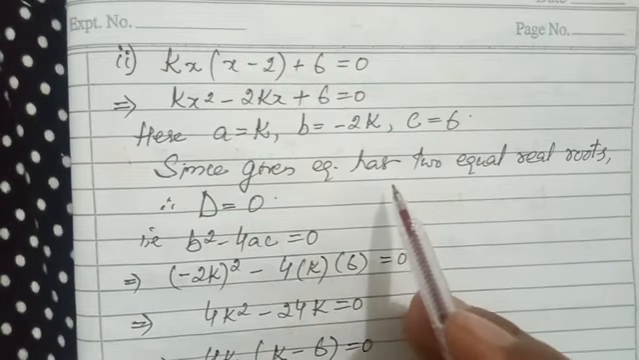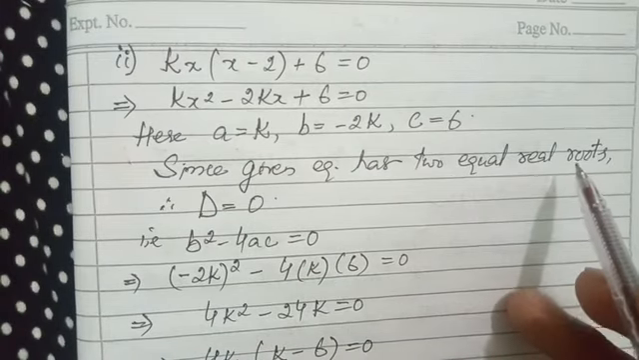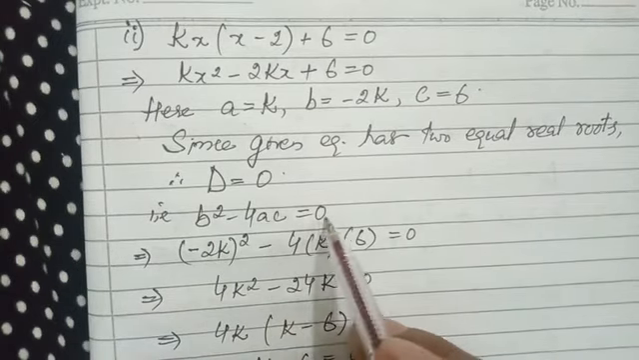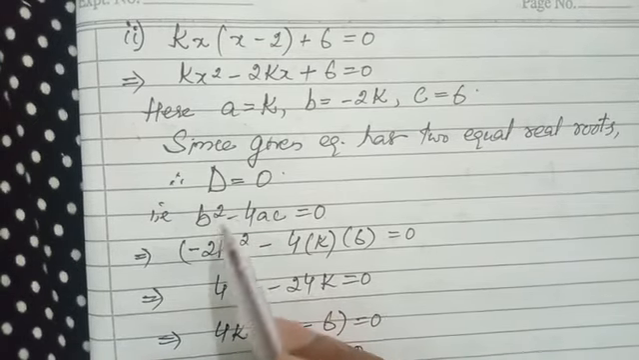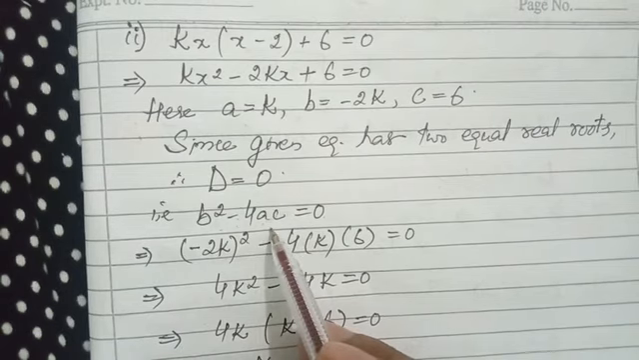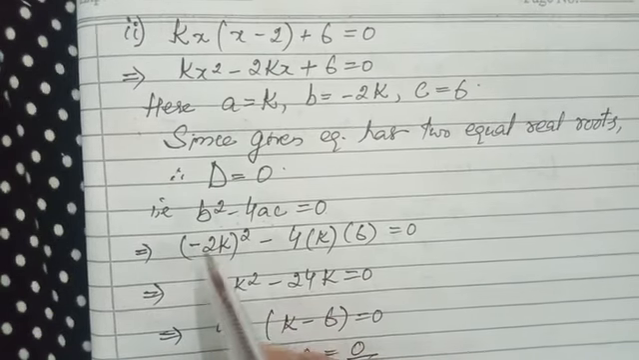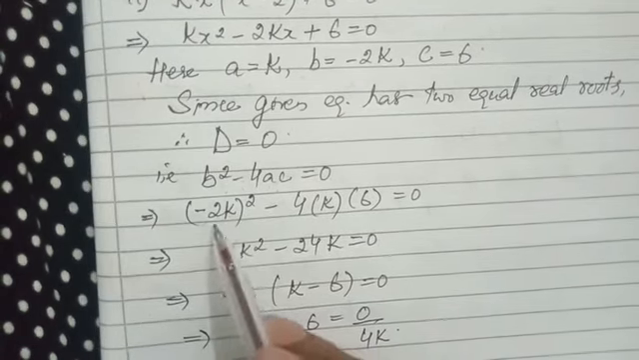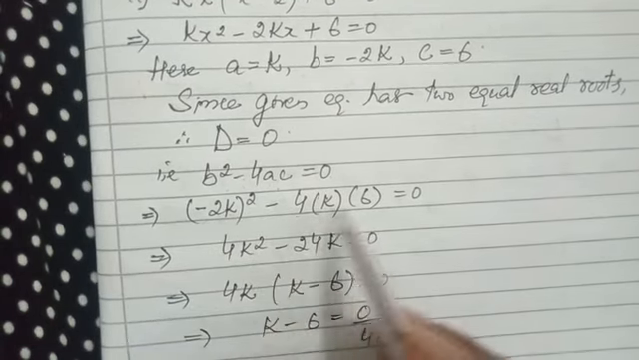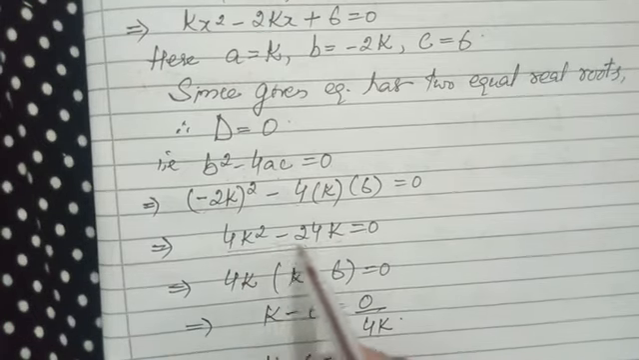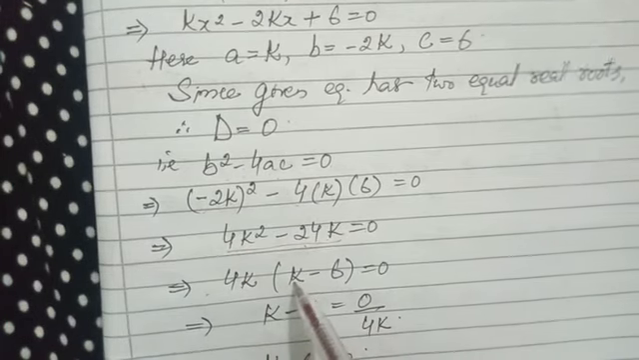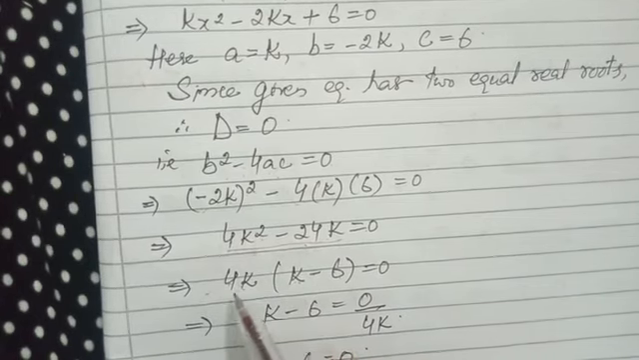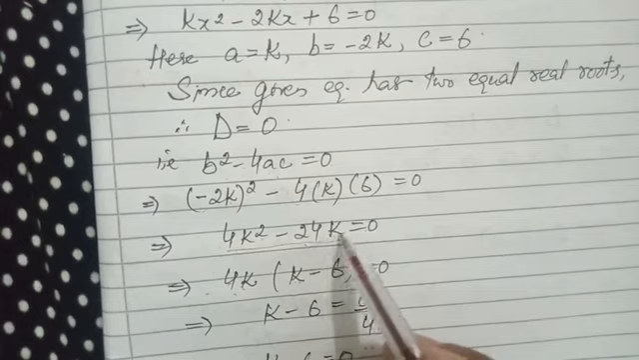Since the given equation has two equal real roots, therefore D is equal to 0. That is b square minus 4ac equal to 0, because the value of D is b square minus 4ac as discussed before. Instead of b, a and c, put the values: minus 2k whole square minus 4 into k into 6. I will get 4k square minus 24k. Now I will take common 4k. Here will remain k minus 6, because 4k into k is 4k square, 4k into 6 is 24k.